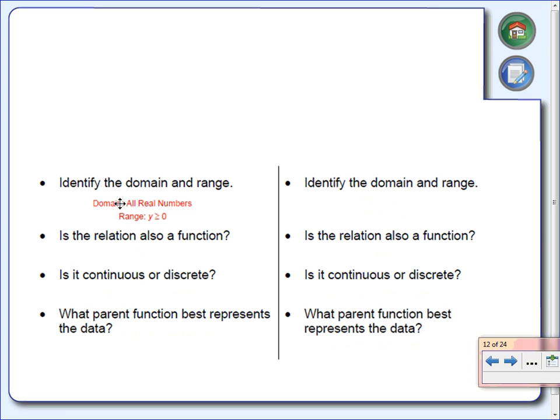Range, on the other hand, is just the y values. And the y values, you notice, are just positive numbers. Why do we just want those positive numbers? Well, because we're taking the absolute value. So the way we're going to say that is that the y values have to be greater than or equal to 0. That's another way of saying all positive numbers.